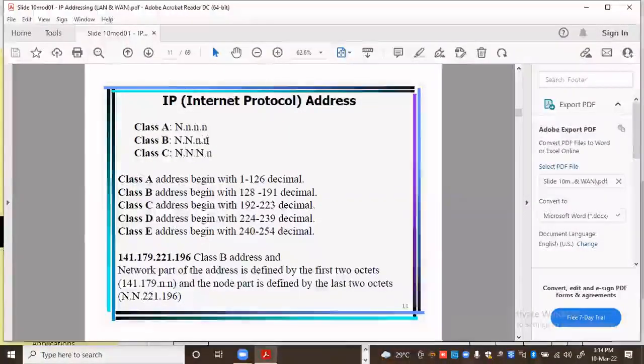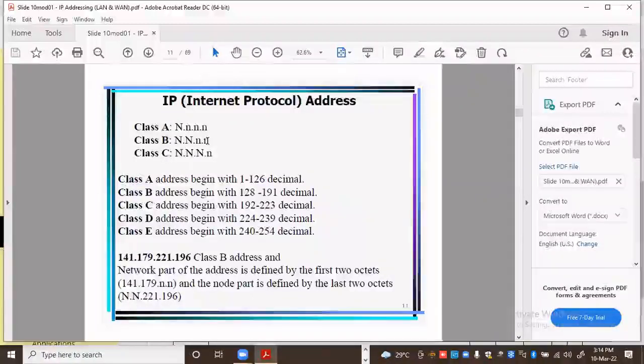The small n's represent nodes, which are the host IP addresses, or the octets that can be used for device IP allocations, or can be assigned; in technical terms, we say assignable.